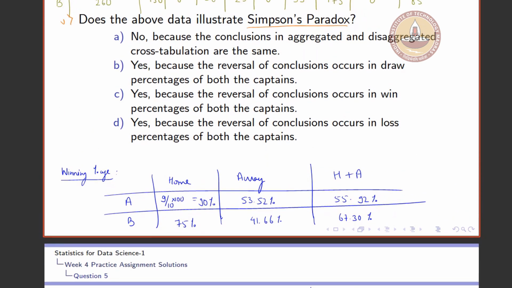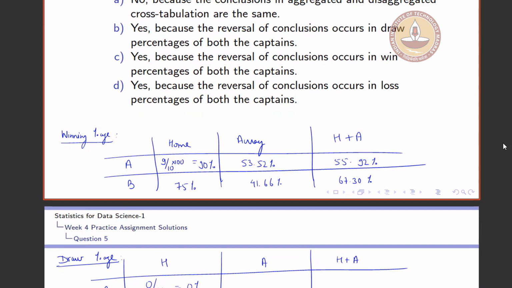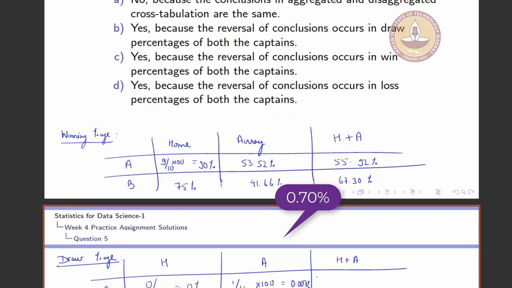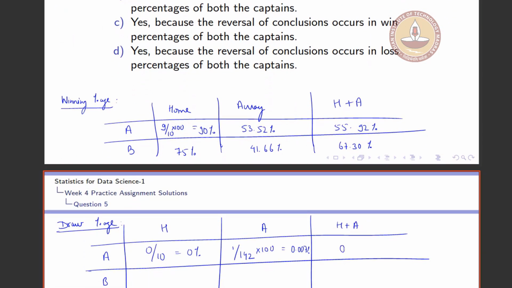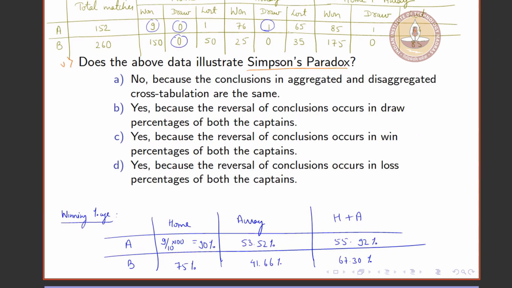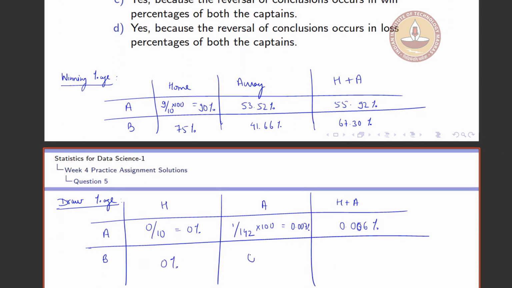In away ODI matches, the number of matches drawn is 1. So 1 divided by 142, because the total number of matches is 142, is going to be 0.007%. Similarly, for home plus away matches, it's 0.006%. While for Captain B, the number of matches drawn in home matches is 0, in away matches is 0, and in both 0. So all of this is going to be 0%, 0%, and 0%.